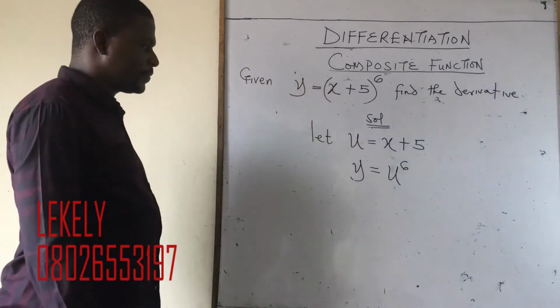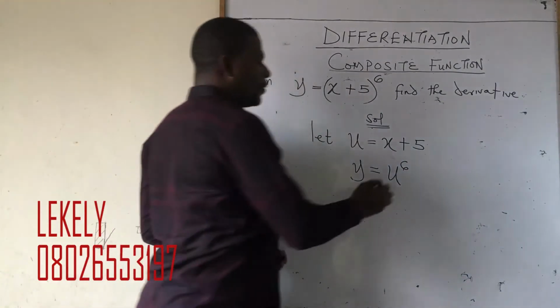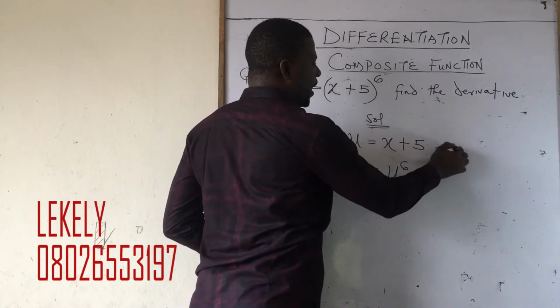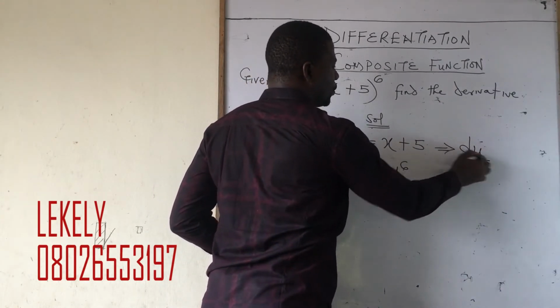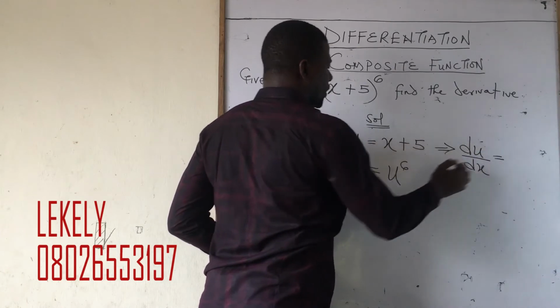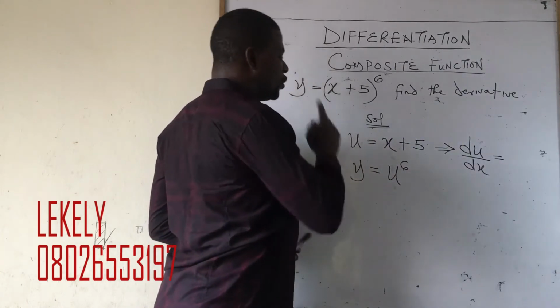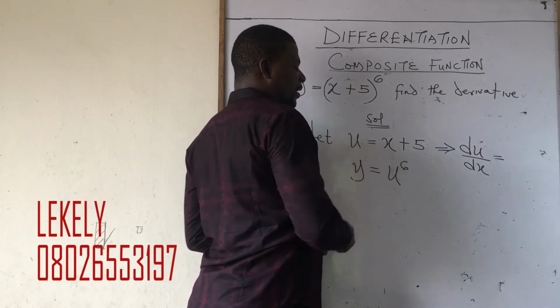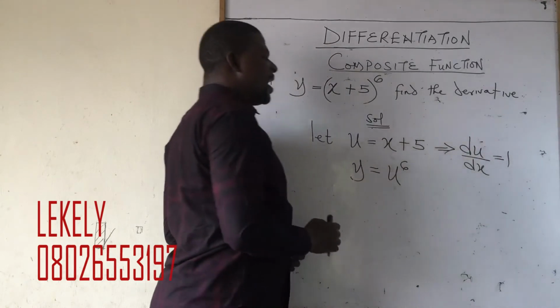You see that? So from here, I have letter u and letter x here. So from here I will find du dx. Du dx means I want to differentiate this. If I differentiate x, it will give me 1.